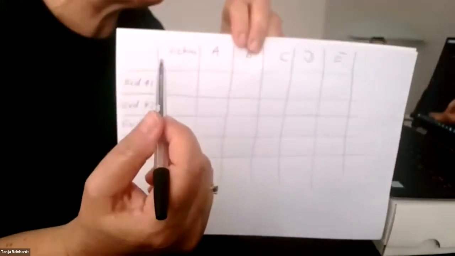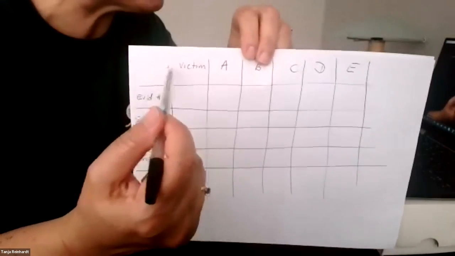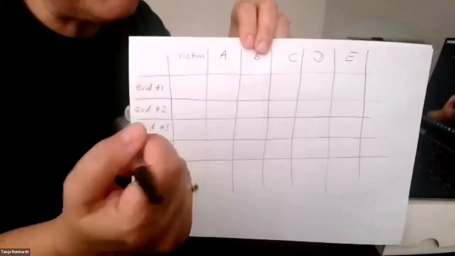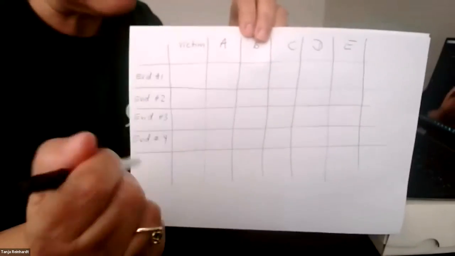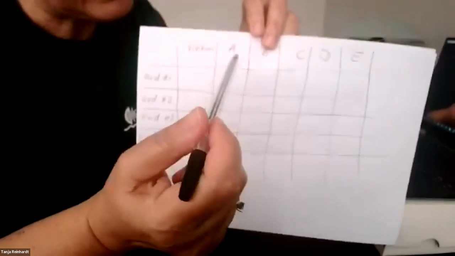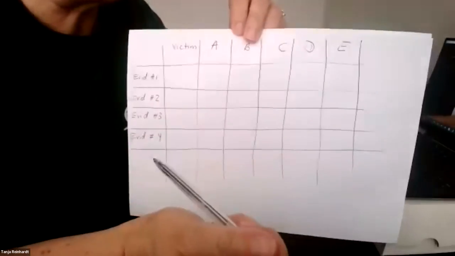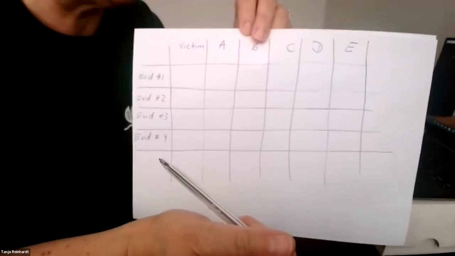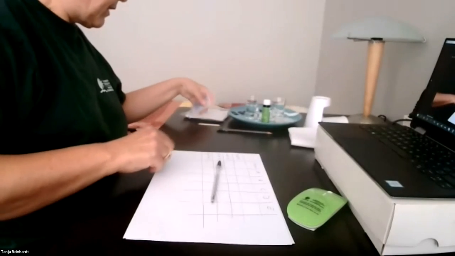Why do we think we have to include the victim? The reason is because, of course, you find traces from the victim. So some of the evidence might actually be linked to the victim because it is his office. So we have A, B, C, D, E. These ones are our suspects. Okay, so let us go to our first evidence.